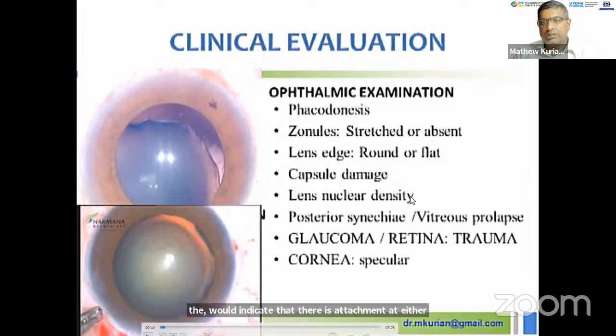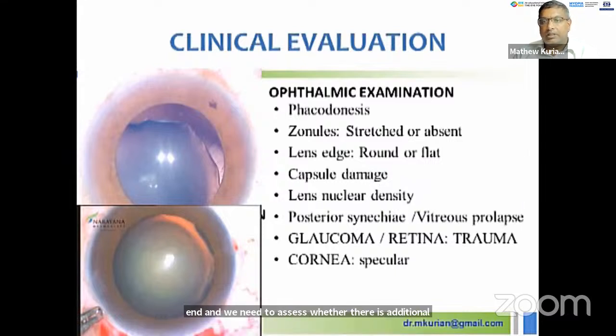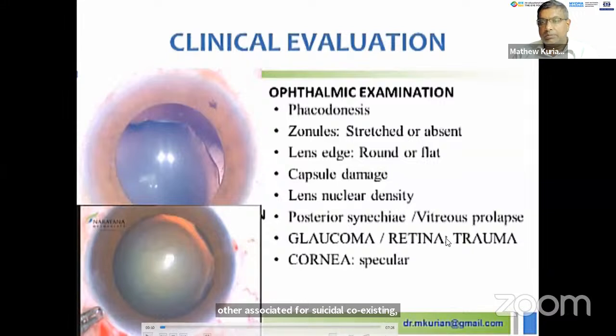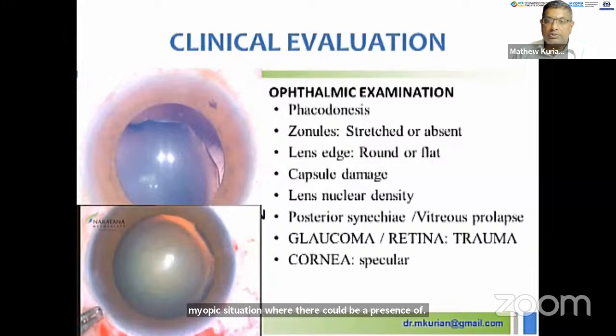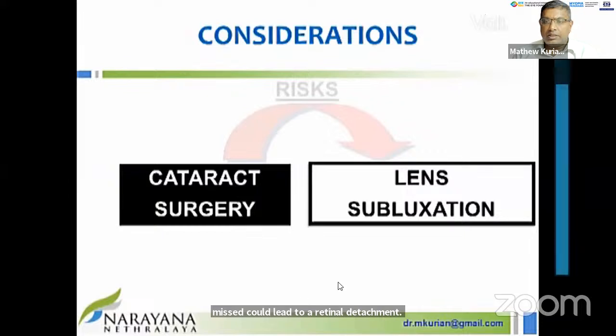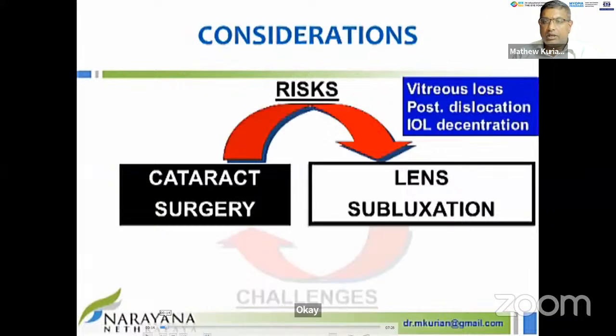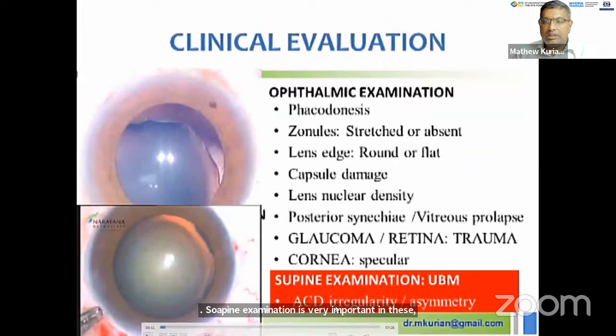And we need to assess whether there is additional capsular damage, what is the density of the nucleus itself, and whether any other associated posterior synechiae, vitreous prolapse, etc. is present. Coexisting glaucoma and retina pathology are very critical, especially in a myopic situation where there could be peripheral retinal changes, which, if missed, could lead to a retinal detachment. Supine examination is very important in these patients because we are looking to see whether there is any ACD irregularity or asymmetry which worsens when the patient is lying down.